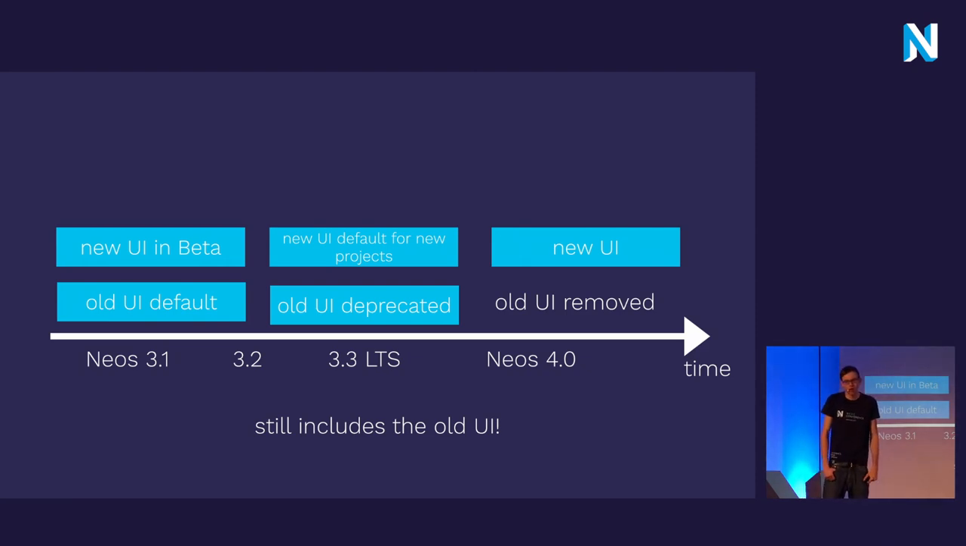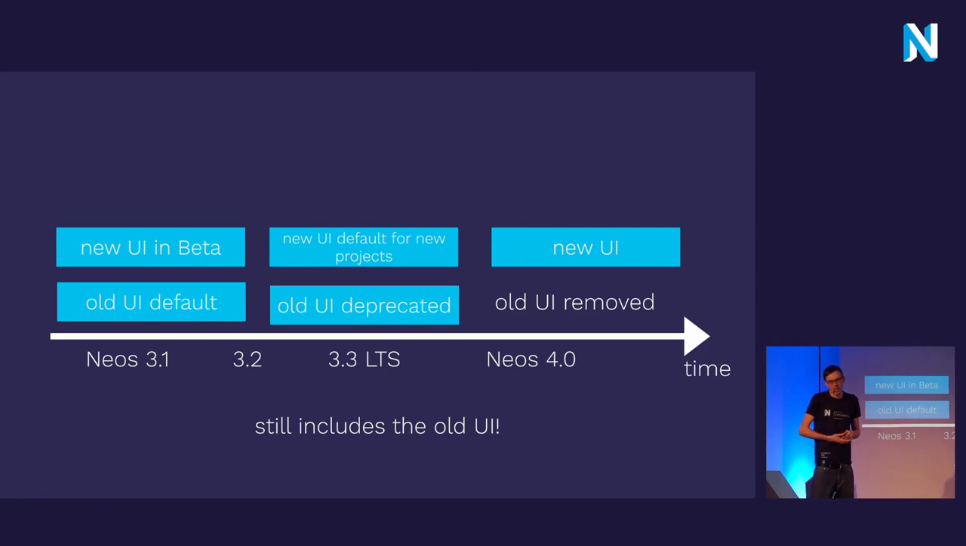Then we have NEOS 3.2. And either in NEOS 3.2 or 3.3, we say the new UI will be the default for new projects. When we do that depends a little on your feedback. So if there are areas where we feel we still need to improve and iterate on, it might take a little longer. If there are no issues or nobody tests it, then we probably do it earlier.